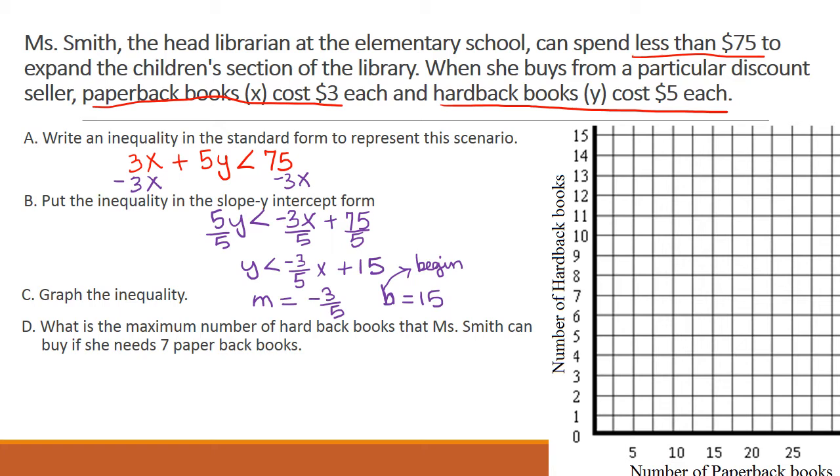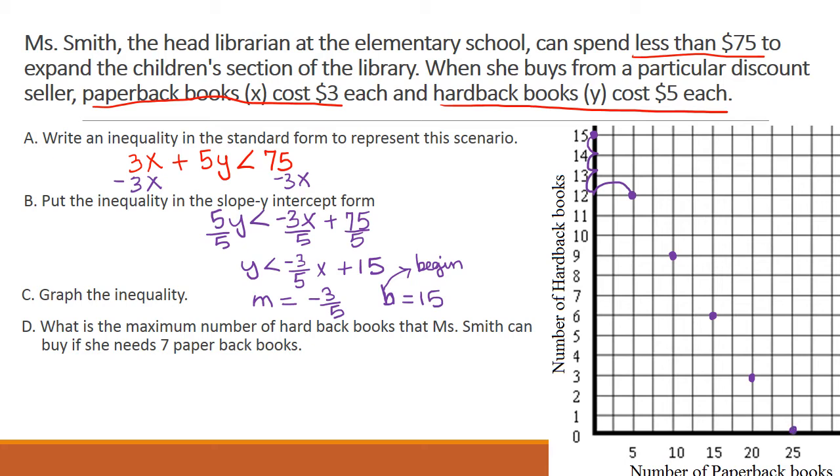So I'm going to start with 15, the y-intercept right here, and I'm going to use the slope to find another point on the line of this inequality. So based on the slope, I'm going to go down 3 units and over to the right 5 units. So I'm going to end up with this point, (5, 12). And then do it again and find the next point, until I cannot graph anymore.